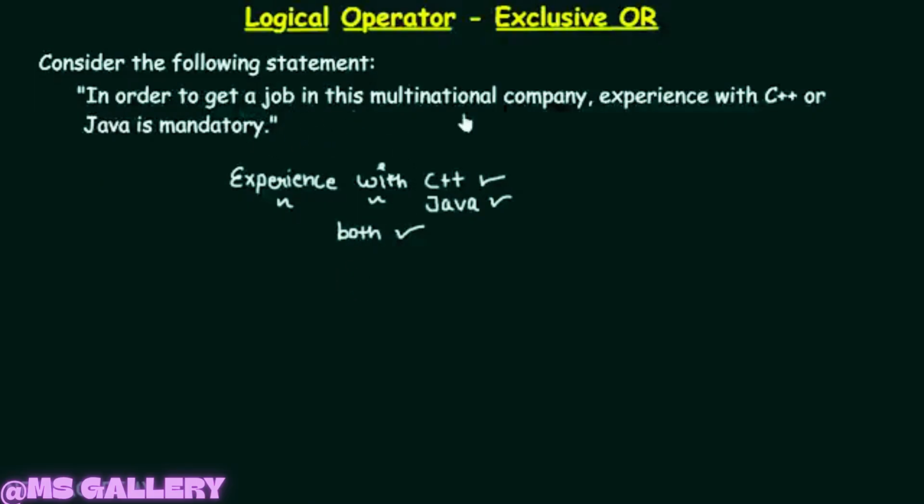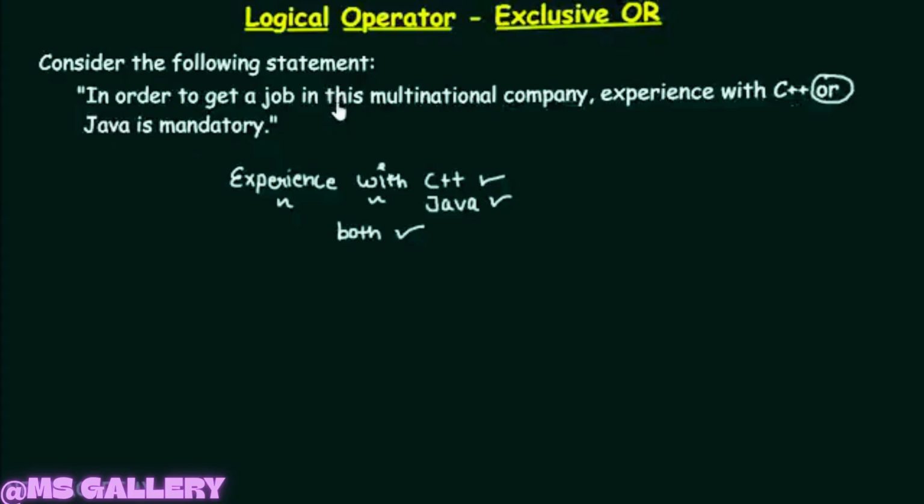In order to get a job in this multinational company, experience with C++ or Java is mandatory. Please note down here OR. Here OR simply means that if you have experience with C++, then you are eligible for the job. If you have experience with Java, then also you are eligible. If you have experience with both C++ as well as Java, then also you are eligible for the job, right?